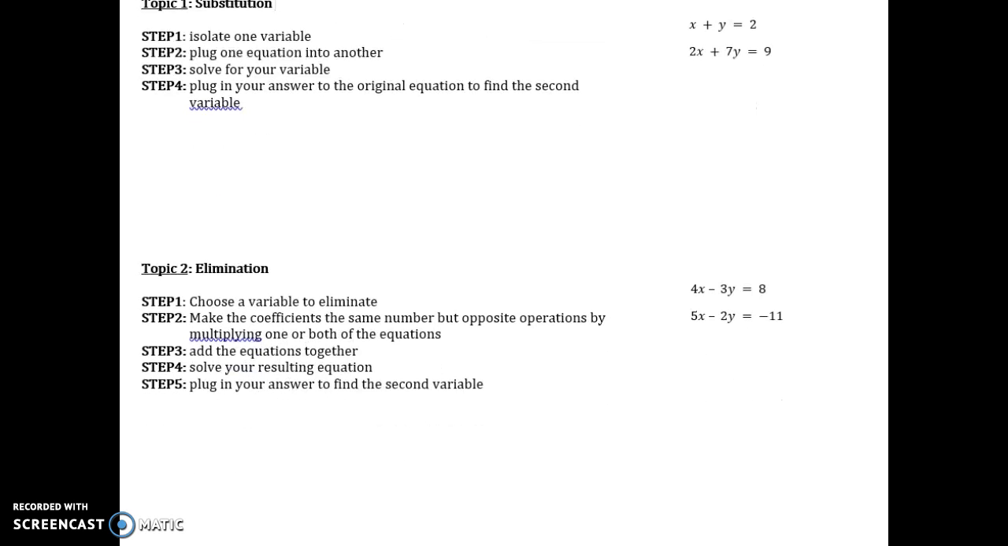So when we're doing substitution, first, you want to isolate a variable. That means get a variable by itself. So looking at our example, the easiest variable to get by itself would be either the x or the y up here. So I'll do my calculations over here. I'm going to get y by itself. So I will subtract x from both sides. And then I'll write it down here. My equation is y equals 2 minus x.